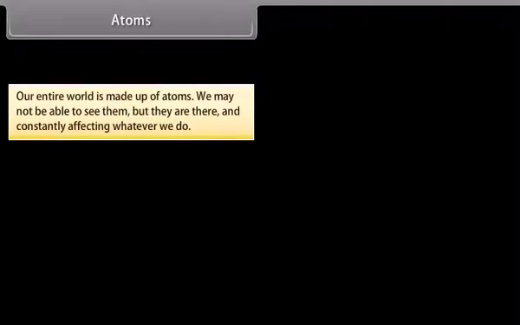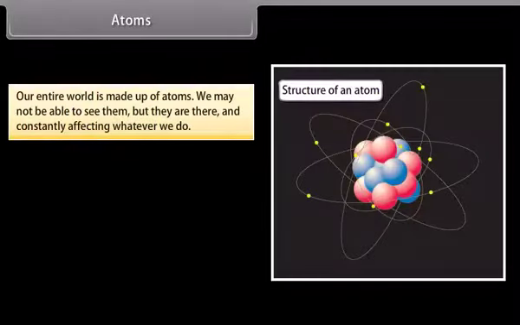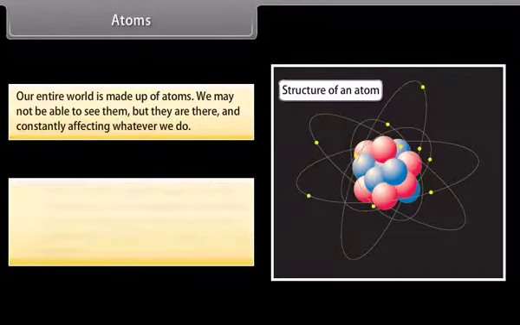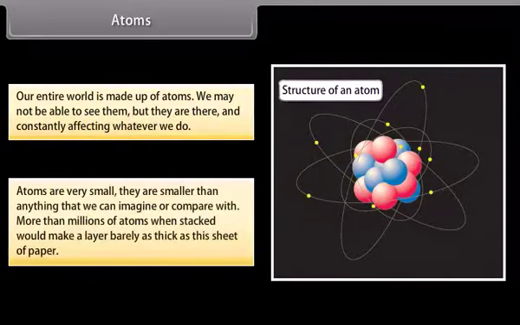Atoms. Our entire world is made up of atoms. We may not be able to see them, but they are there and constantly affecting whatever we do. Atoms are very small. They're smaller than anything that we can imagine or compare with.